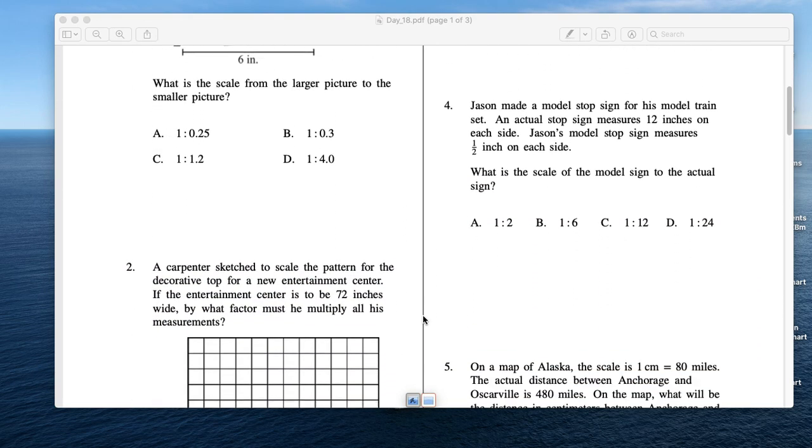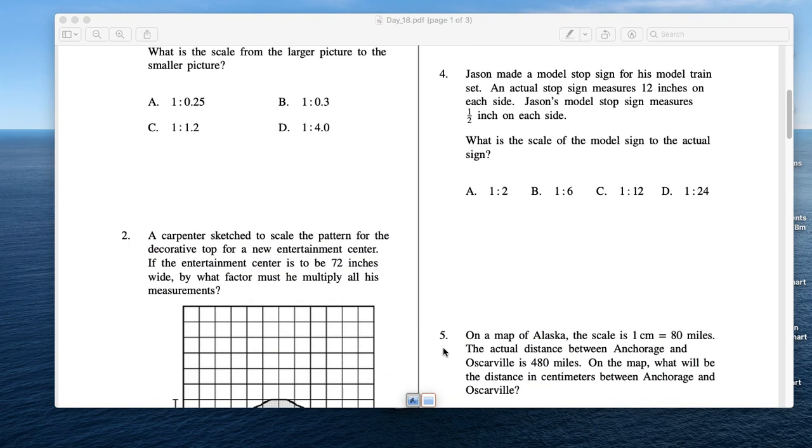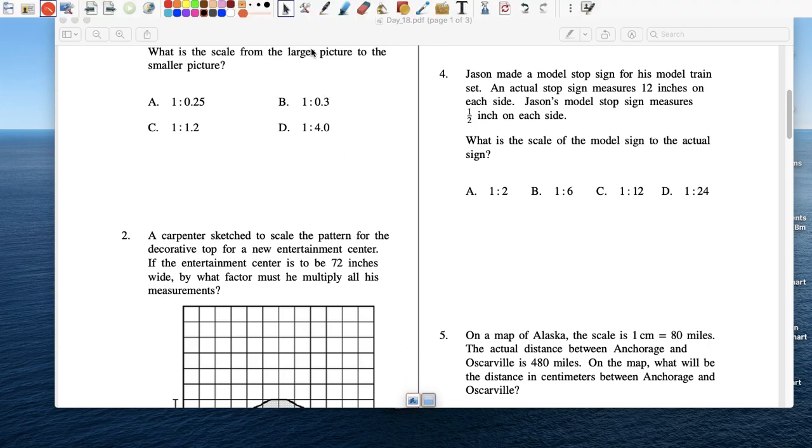4. Jason made a model stop sign for his model train set. The actual sign measured 12 inches on each side. So the actual sign, right? It's a stop sign. Okay, there's my stop sign. In actuality, everything is 12 inches. In the model that he made, which is a lot smaller, each side measures half an inch.